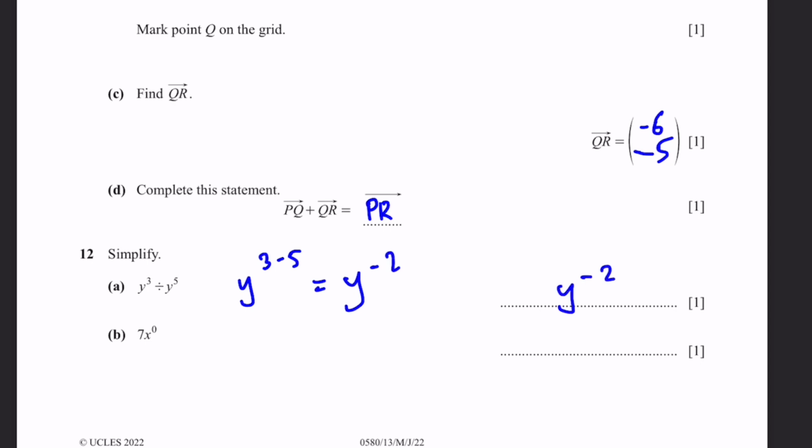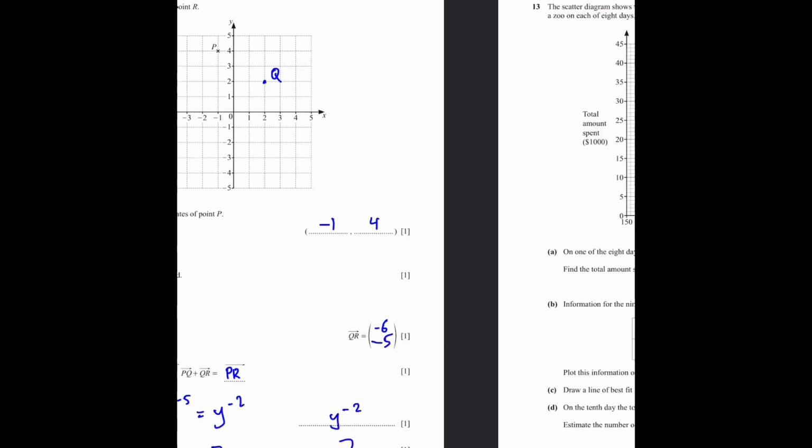B. 7x to the power of 0. x power 0 is always 1. Therefore, it's 7 times 1, which is equal to 7. That's the answer.